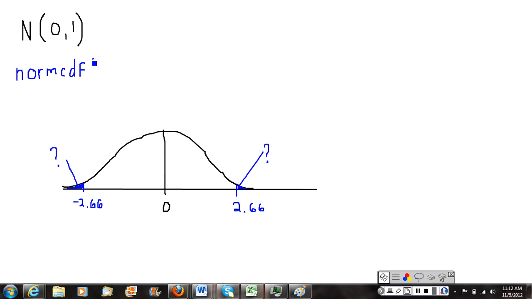Whenever we use norm CDF, the first number we have to enter is the left-hand boundary of the shaded area. In this case, that area goes out to negative infinity. Our calculator doesn't have a negative infinity button, so instead we're going to put in negative 1 E9. That's scientific notation indicating a negative 1 with 9 zeros after it. In other words, a really negative number, pretty close to negative infinity. And then the right-hand boundary of that area is negative 2.66.